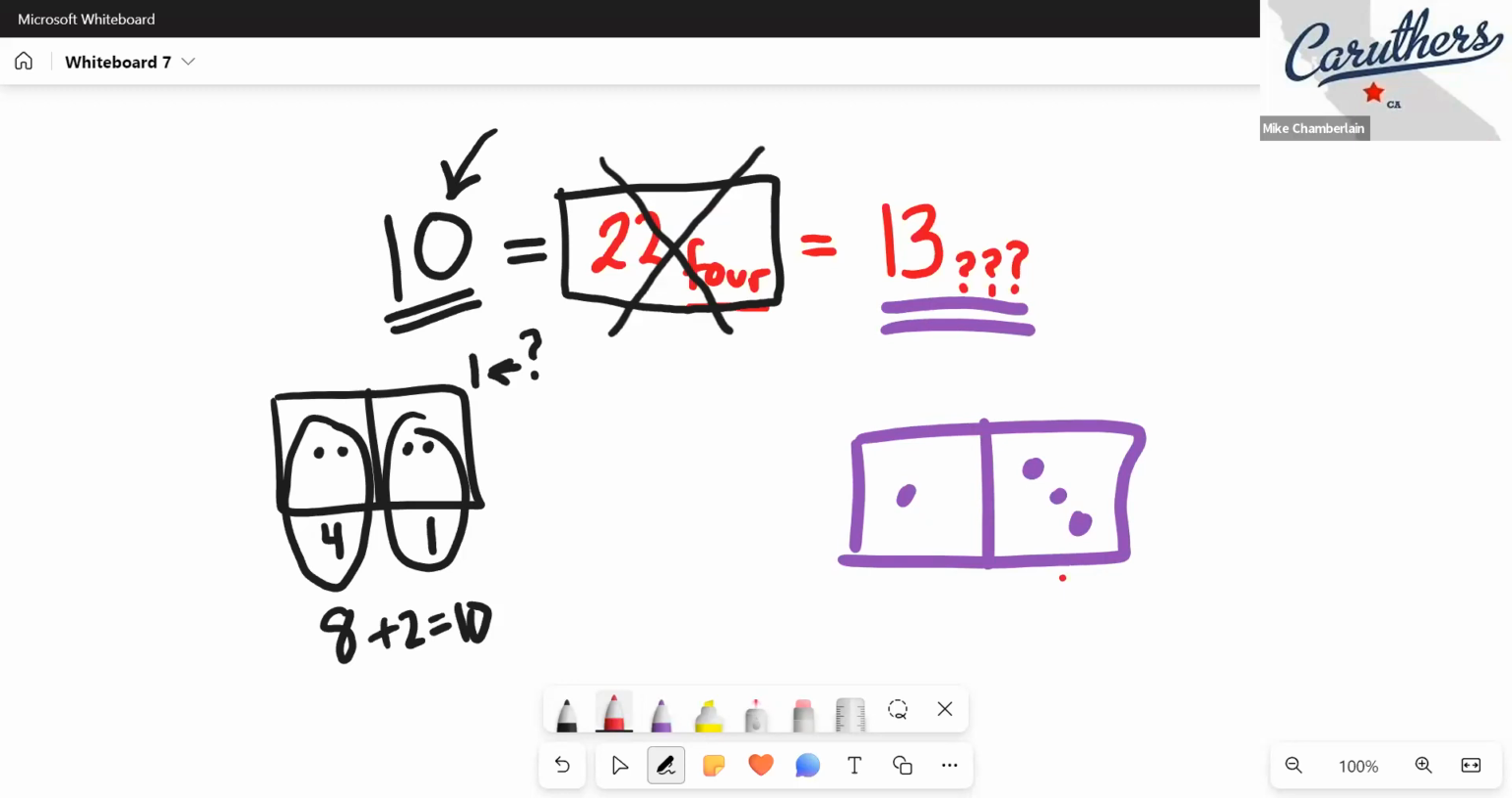Well, I know that this is the ones place, and that's 3. 3 plus what equals 10? Well, that's fairly easy to solve. 7. And since there's only 1 dot here, that must be base 7. 1 seven is 7. And so then I've solved this as well.